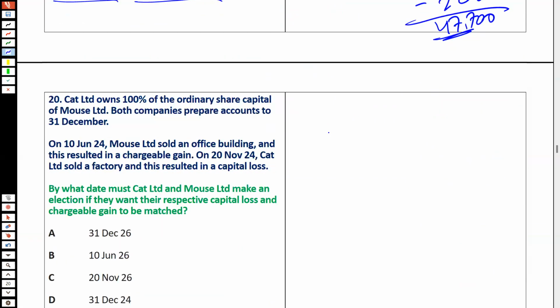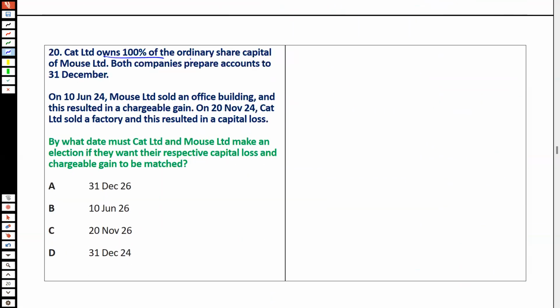Perfect. CAT Limited owns 100% of the ordinary share capital of Mouse Limited. Both companies prepare accounts to 31st December. Any implication?